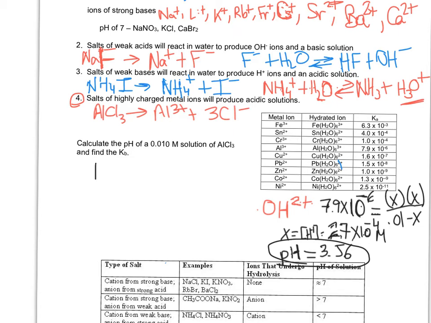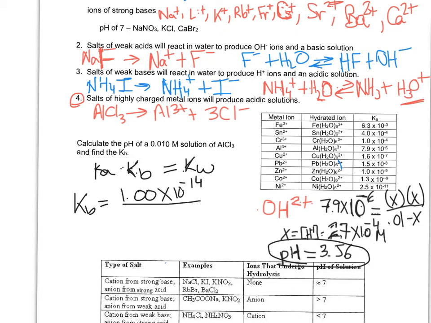So Ka times Kb for any acid and its conjugate base is equal to Kw, which is the dissociation of water. So if you're solving for Kb, it's going to be Kw, which is 1.0 times 10 to the negative 14, over Ka, which in this case is 7.9 times 10 to the negative 6. Kb in this case ends up being 1.3 times 10 to the negative 9th.